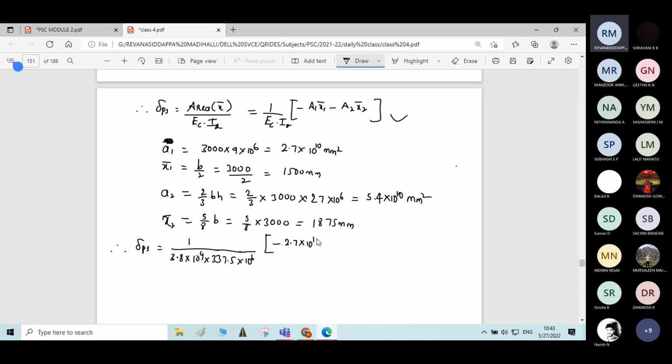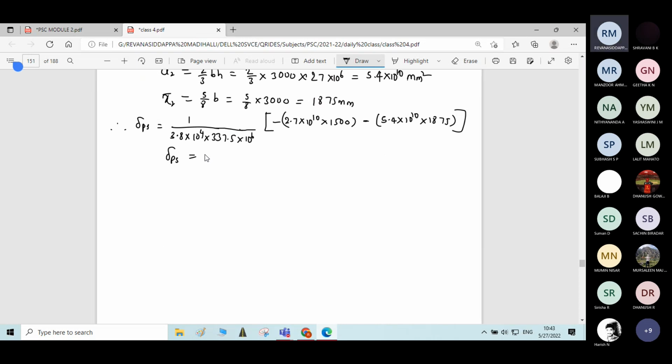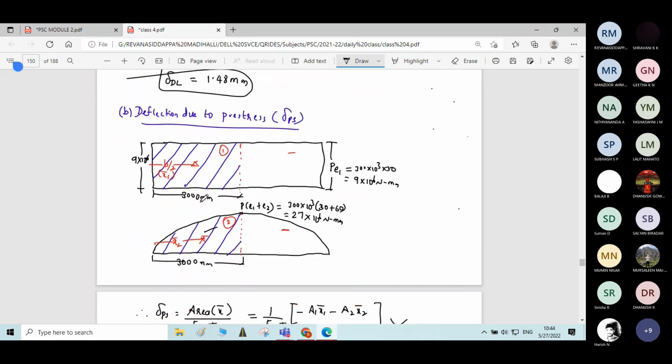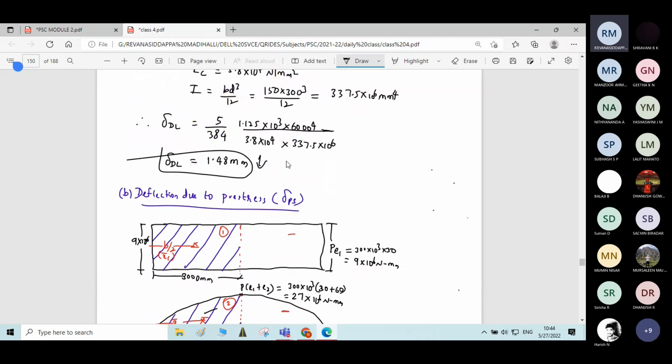2.7 into 10 power 10 into x1 bar, which is 1500, minus A2 x2 bar. A2 is 5.4 into 10 power 10 into x2 bar, which is 1875. So by this you will get the deflection due to prestress. You will get it as minus 11.05 mm. This minus sign indicates the deflection is in the upward direction. Okay, so this is in the downward direction.